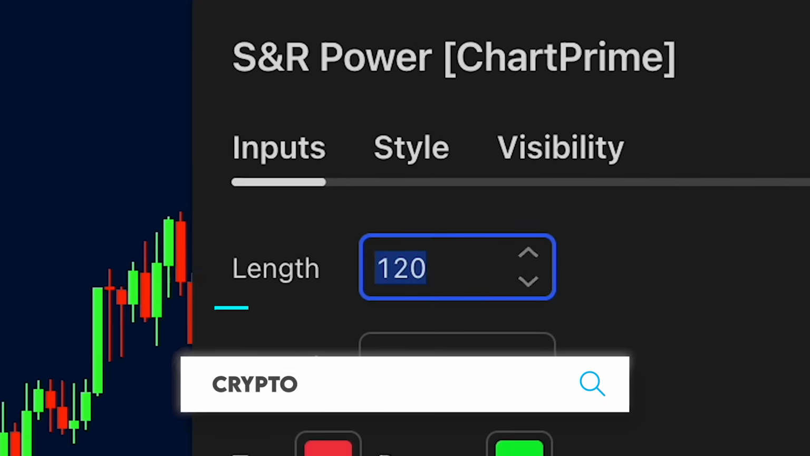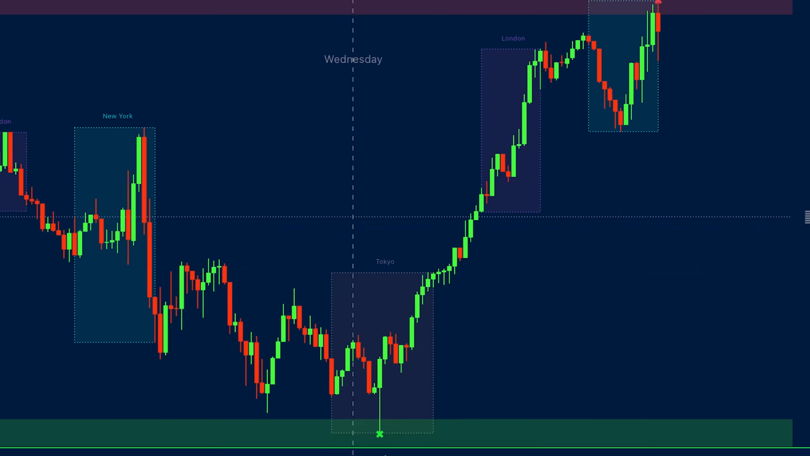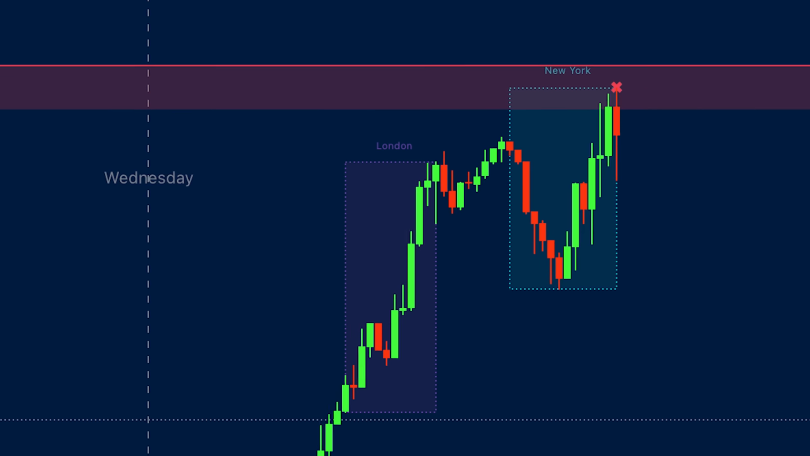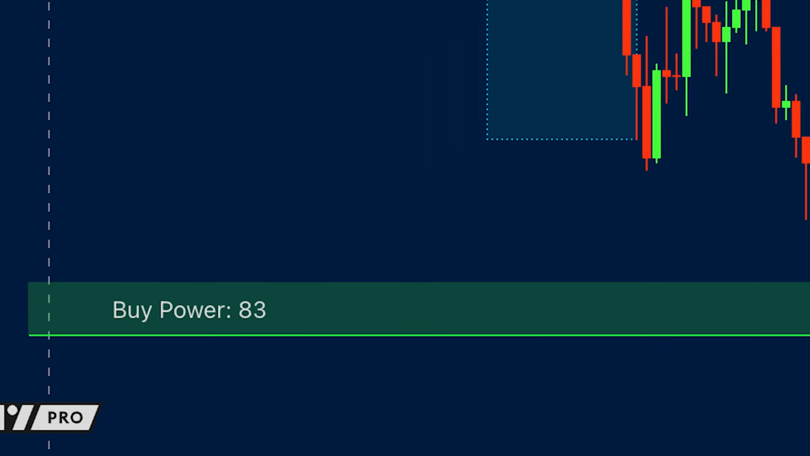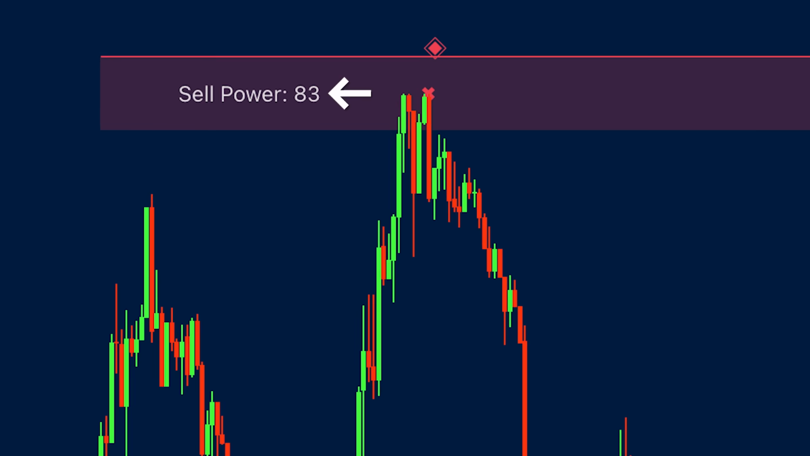For crypto, bump the length to 150 to 180 to handle crypto's extreme volatility. Because crypto moves are driven by retail emotions and whale activity, so you need longer periods to identify meaningful zones. Plus, only trade when buy power exceeds 75% or sell power exceeds 80% due to higher volatility.